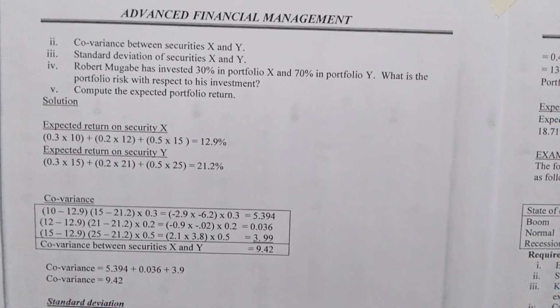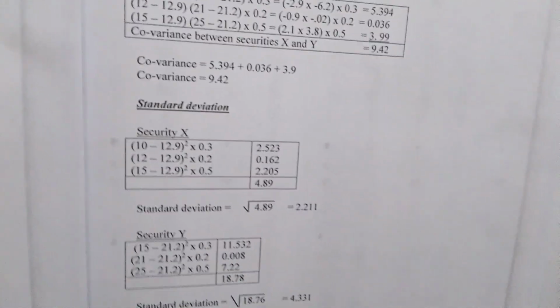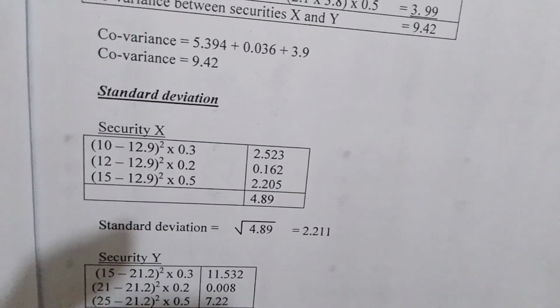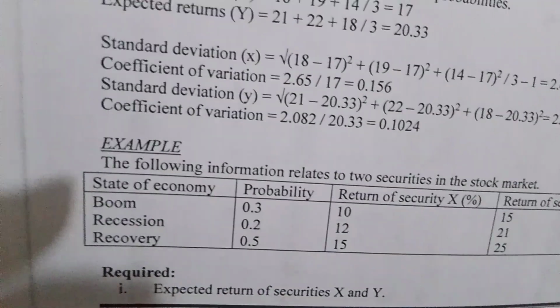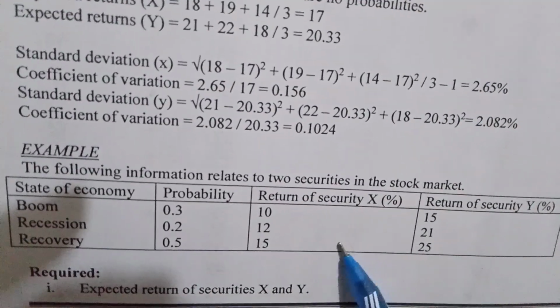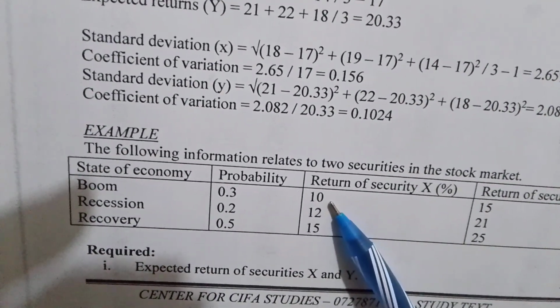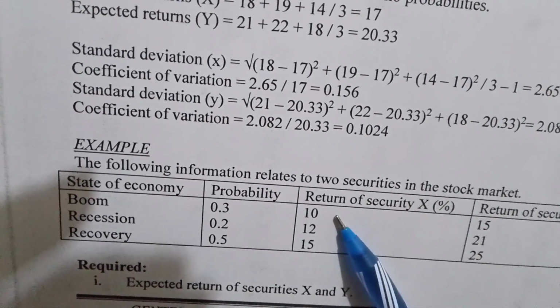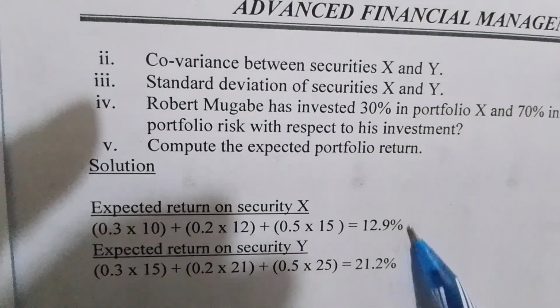Next is the standard deviation of securities X and Y. To get the standard deviation for each security independently, you will be taking the returns for each security from the question. I would start by calculating the standard deviation of security X. You take 10 minus the expected return, which you have calculated. We got 12.9, the expected return on that security.